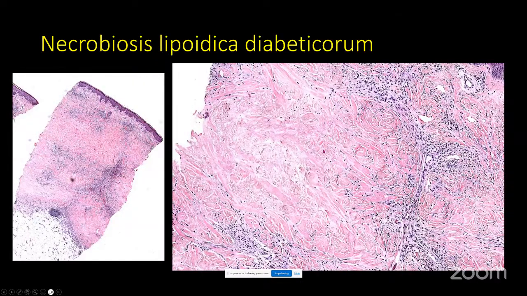Necrobiosis lipoidica diabeticorum is sort of a cousin of granuloma annulare, where instead of a circle of collagen deposition, you have these horizontal layers. People refer to it as layered cake. The same idea here, though.